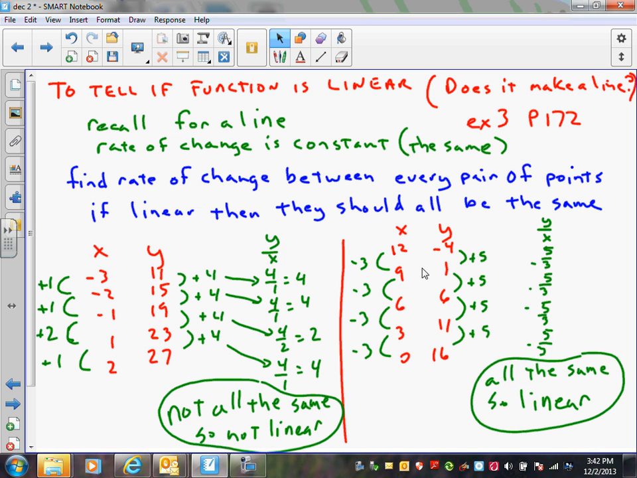On this example, though, if you look, I'm going from 12 to 9 to 6 to 3 to 0. So the x's every single time are going down by 3. The y's, -4 to 1 goes up by 5. 1 to 6, up by 5. 6 to 11, up by 5. 11 to 16, up by 5. I can go ahead and put all of these 5s over all of these -3s, but if these are all the same and these are all the same, then you know these all have to be the same, so it is linear because we have a constant slope.